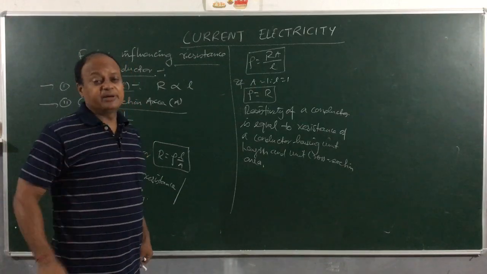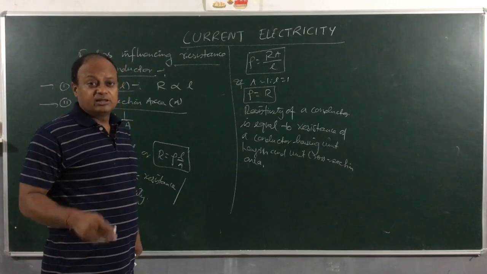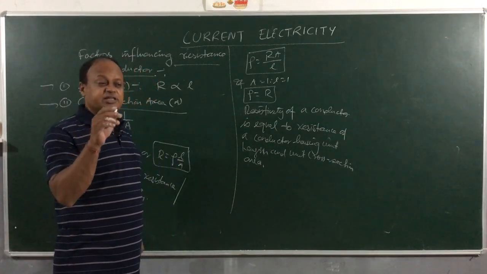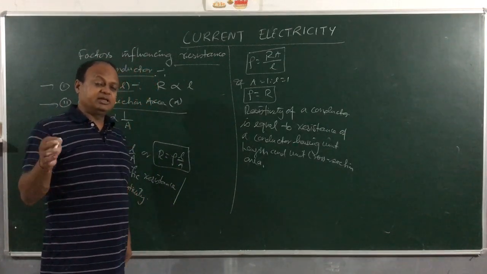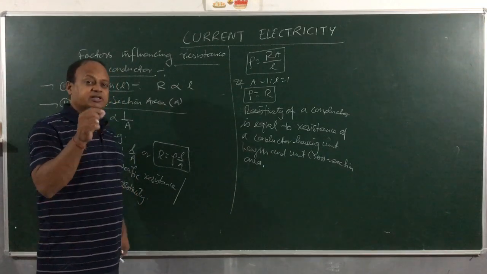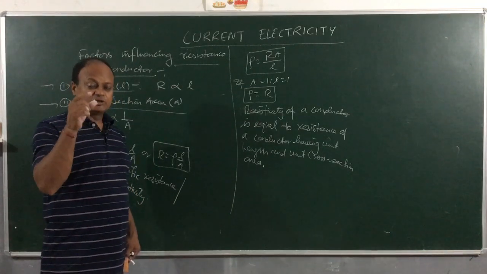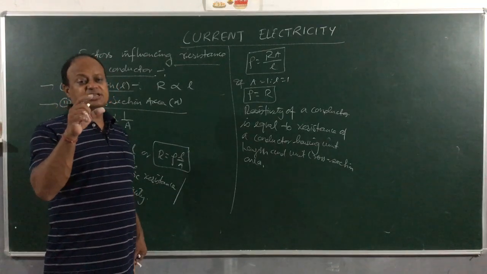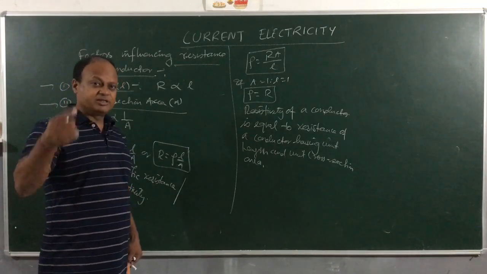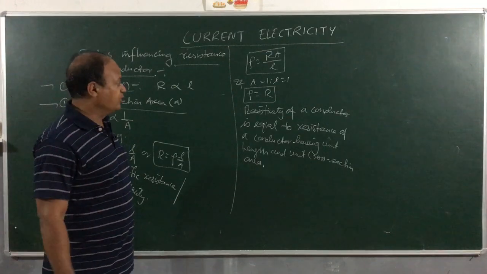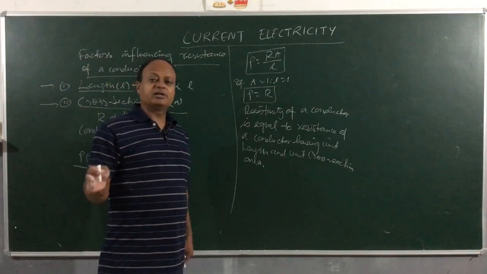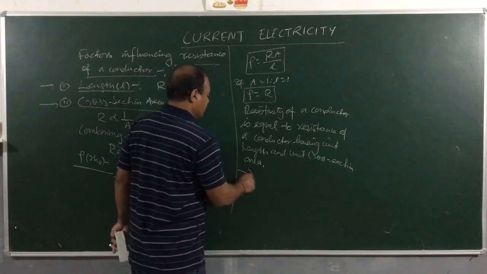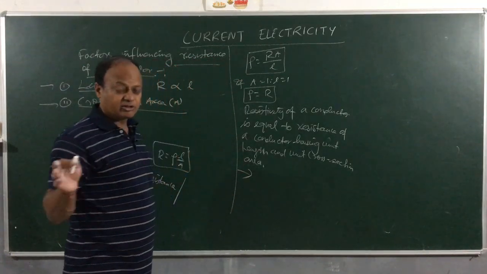Now resistivity is a more fundamental property of a conductor. Resistivity does not depend upon shape and size, meaning it does not depend upon whether the wire is long or short. It also does not depend upon cross section area. It only depends upon temperature. We will be discussing later on. So you have to know the resistivity does not depend upon length and cross section area. This is an important concept.